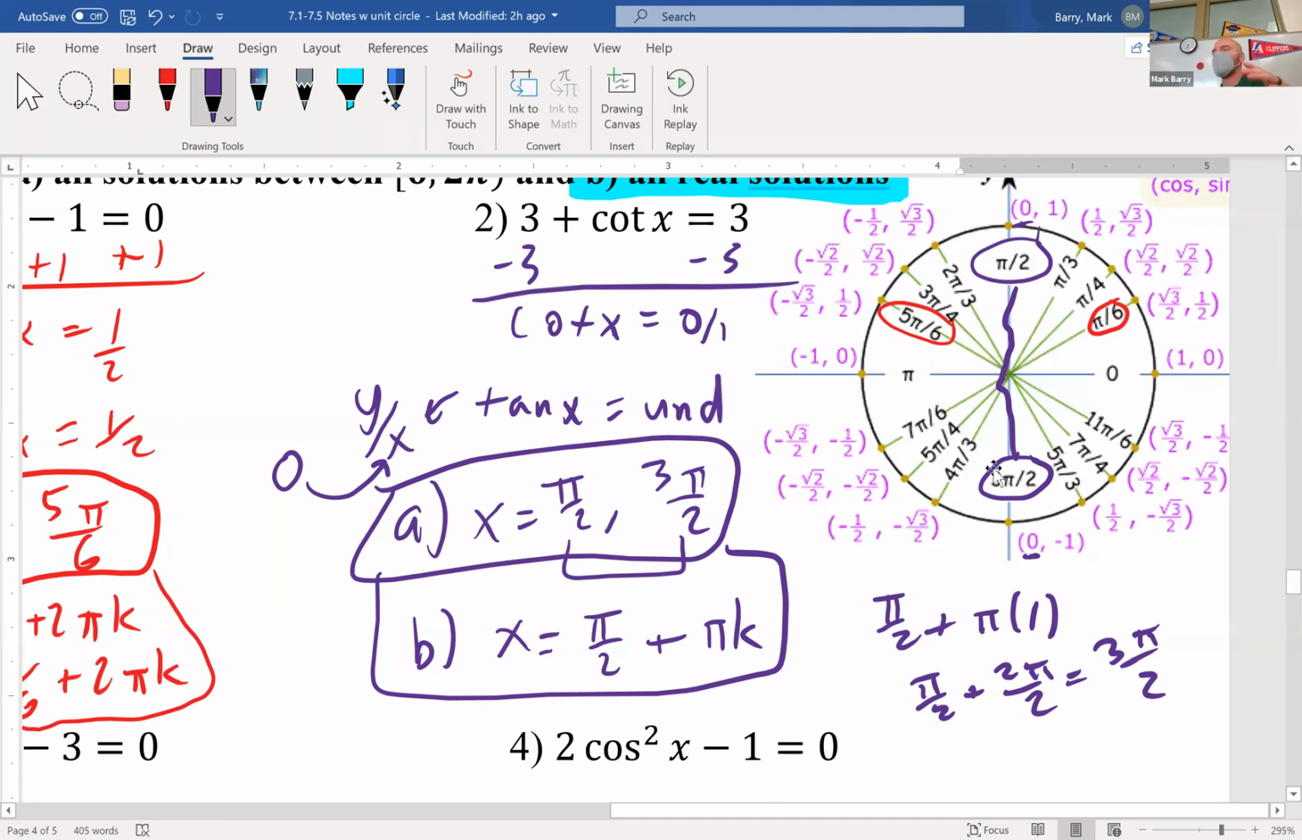If you didn't care about that and you just want to remember that if they're diameter buddies, if they're across from each other on the unit circle, you just do the first one plus pi k. I'm actually okay with that as well. All right.